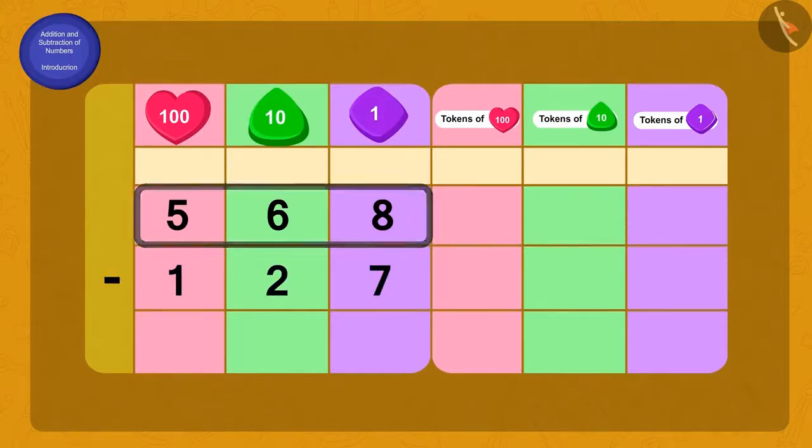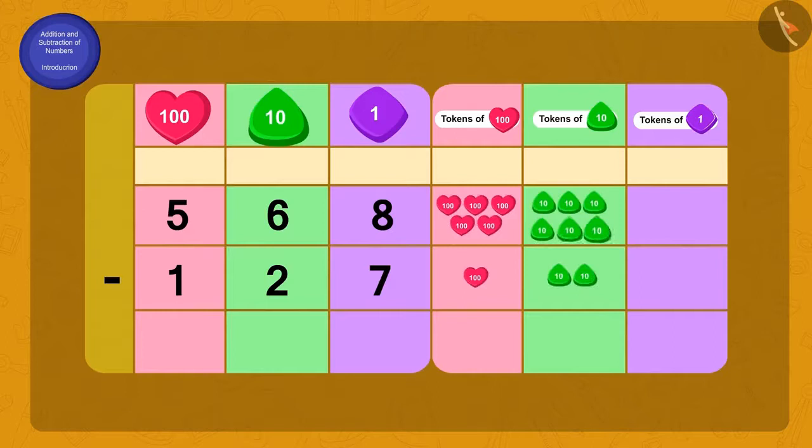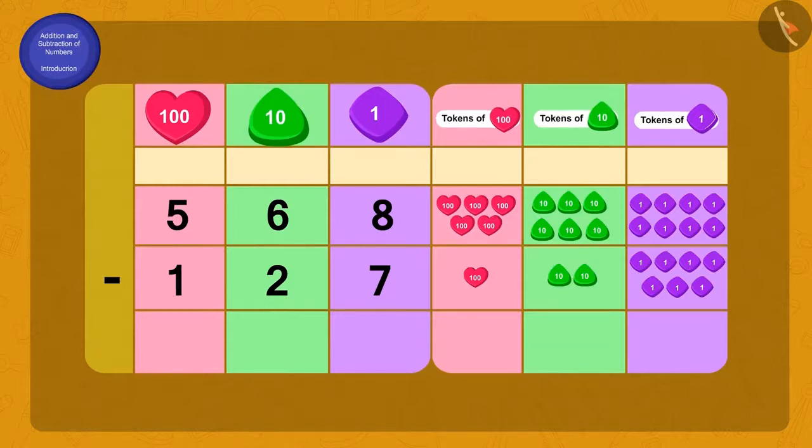We will write 568 and 127 this way using 100, 10 and 1 digit places like this in the place value chart. What should we do now? On subtracting the digits 8 and 7 in the ones place, we get 1. What do we do next?